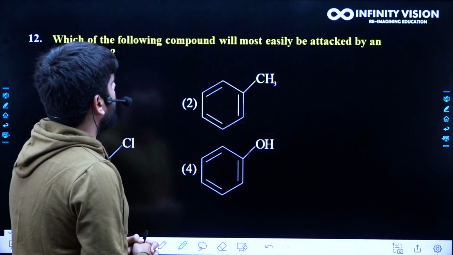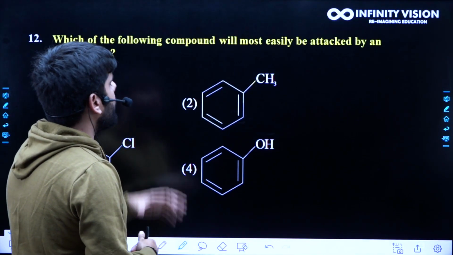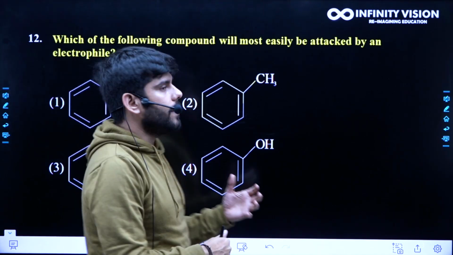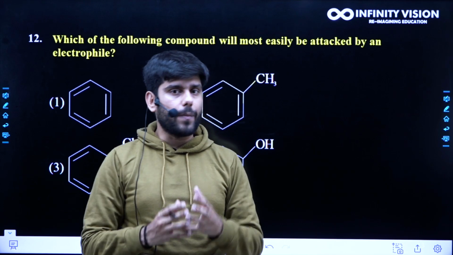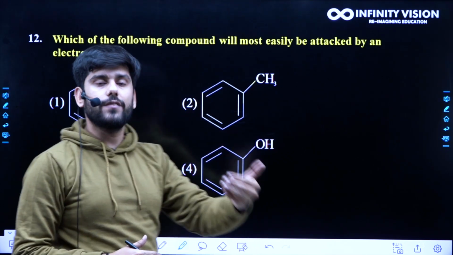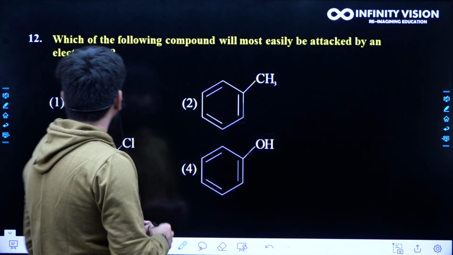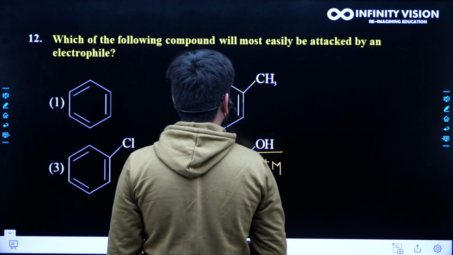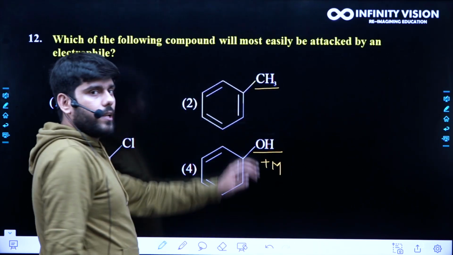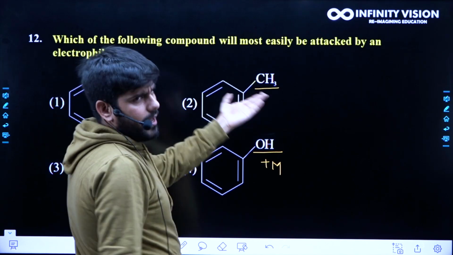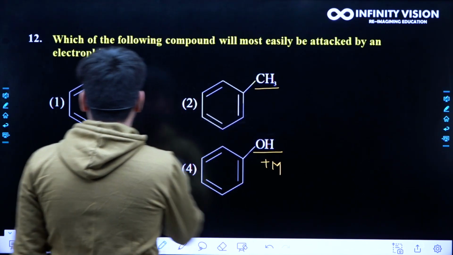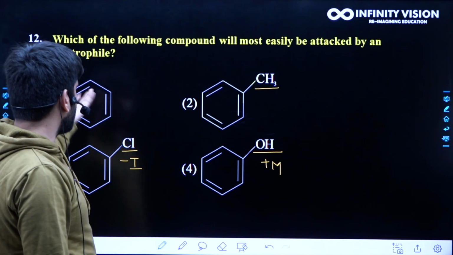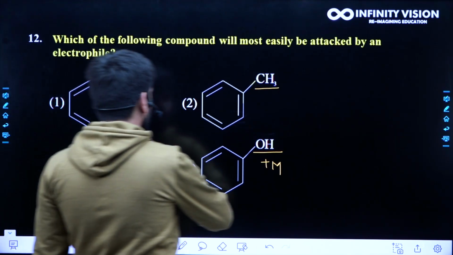Which of the following compounds will most easily be attacked by an electrophile? All right. For an electrophile, there should be an activating group attached to the benzene ring, which would increase the electron density, right? So if we see, this is your plus M group, right? This is also electron releasing in nature, but via plus H. Then here we have minus I as the dominating effect, and this is simple benzene. So obviously fourth is the right answer.